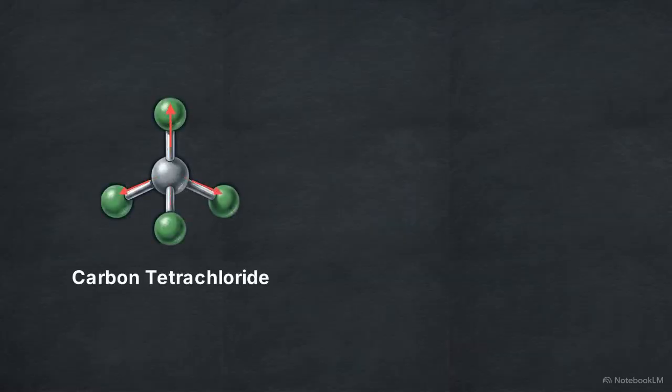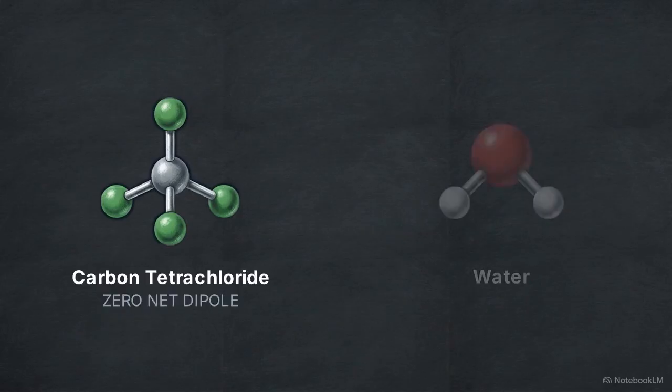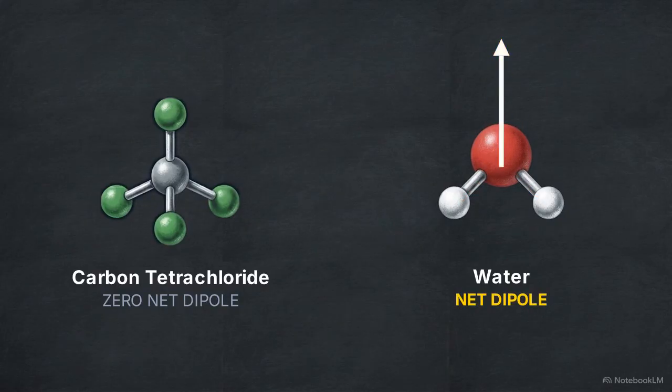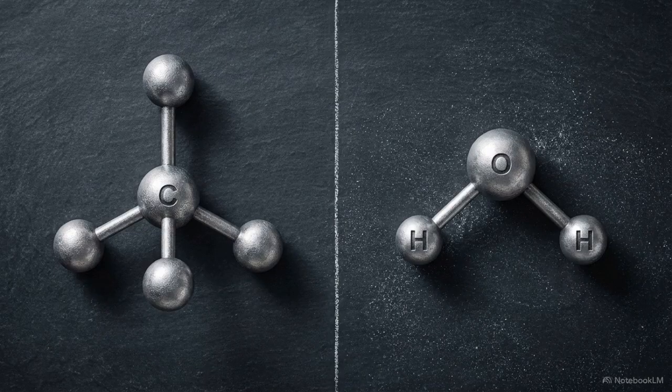In carbon tetrachloride, 4 polar bond vectors pull equally in opposing directions, symmetrically canceling into a non-polar molecule. Contrast this with water. Its bent geometry prevents cancellation. The vectors sum together, generating a powerful central net dipole. Structural symmetry can neutralize intense internal polarity, defining the molecule's eventual macroscopic behavior.